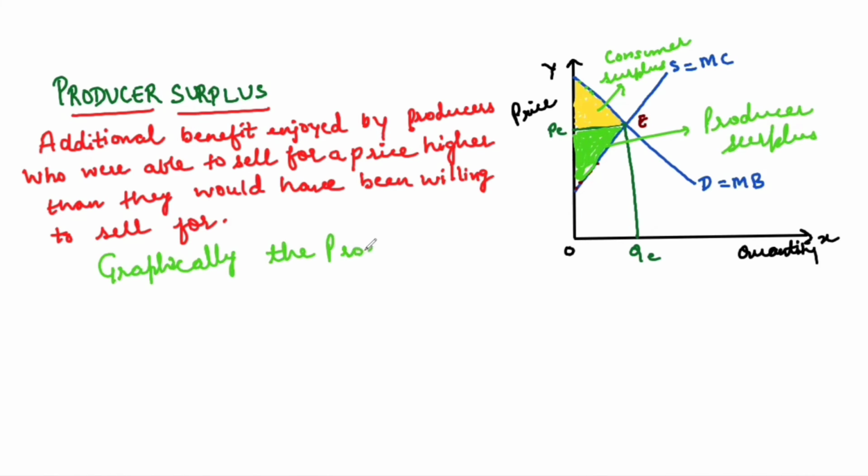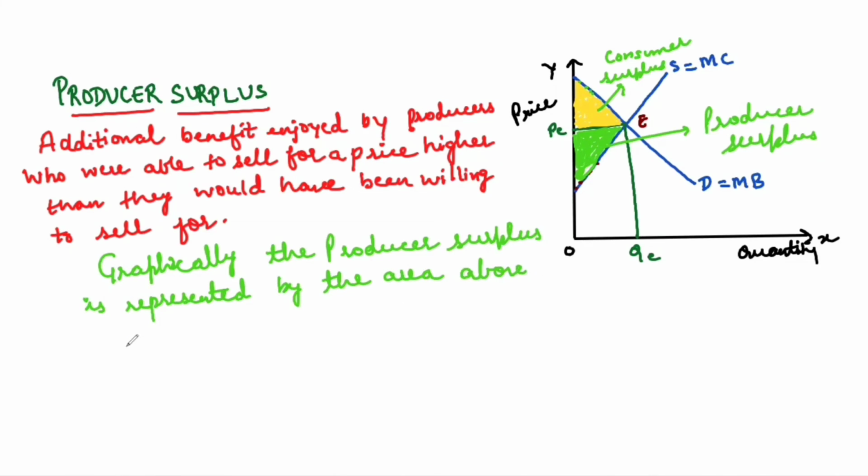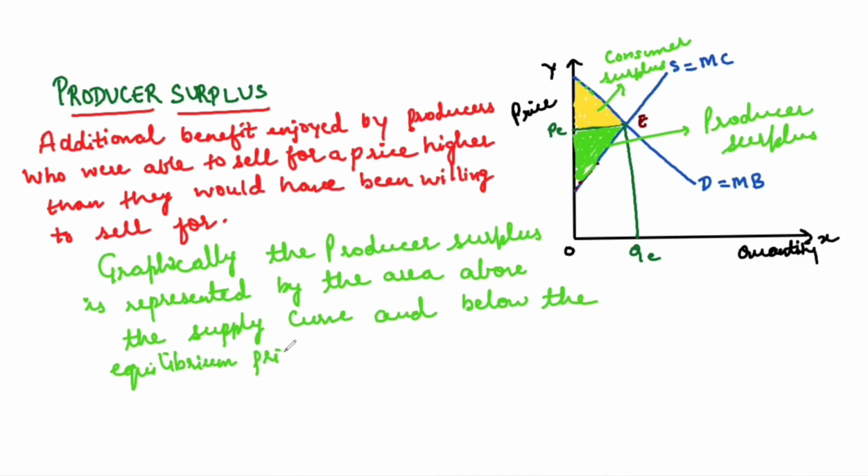Graphically, we can say that this whole shaded portion, as we can see here, the producer surplus, is represented by the area above the supply curve but below the equilibrium price. So this is the additional benefit enjoyed by the producer, who is able to sell for a price higher than he would have been willing to sell for.